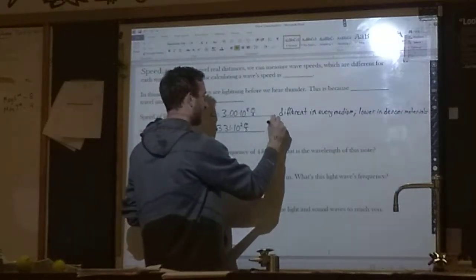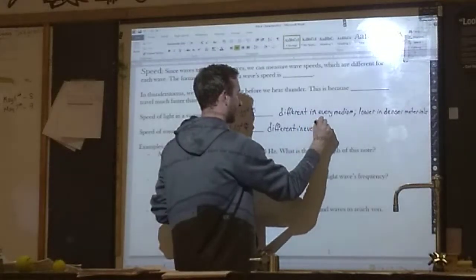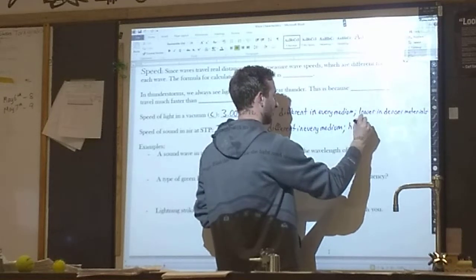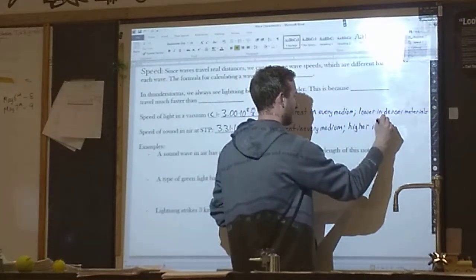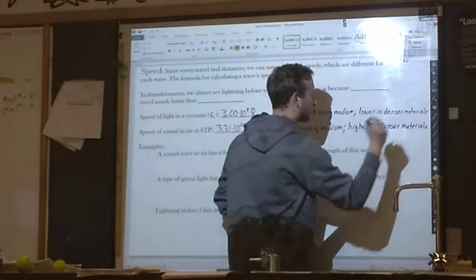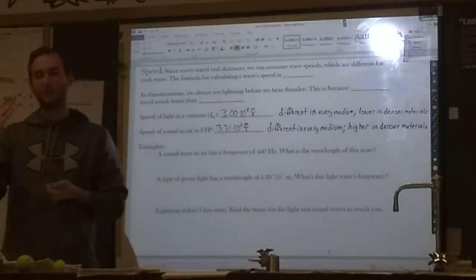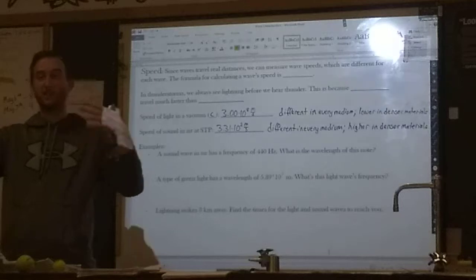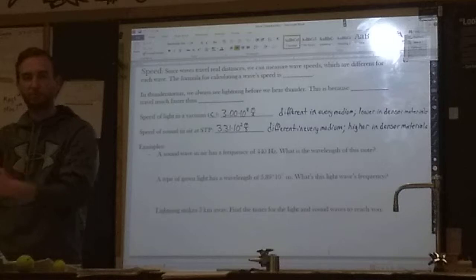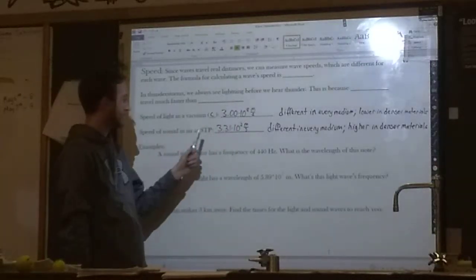Speed of sound is also different in different materials. So different in every medium, but it's the reverse of light. Speed of sound is actually higher in denser materials, and that has to do with how sound works. Remember, it's a longitudinal wave. Sound works because you have all these particles that are bouncing off each other, and the pressure wave, that's what sound is, moves outward. If there's more material there to bounce around off of, that wave will propagate through the material quicker. Okay? So, speed of light in a vacuum, speed of sound in air.